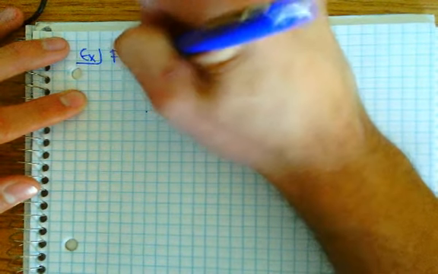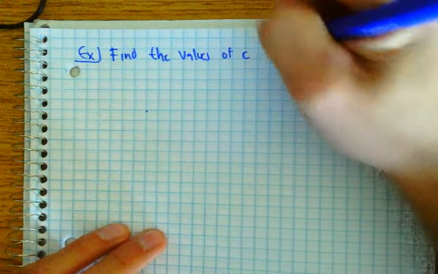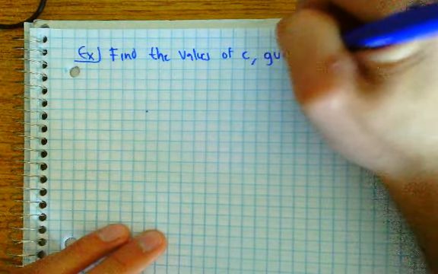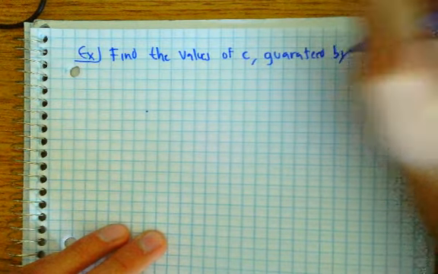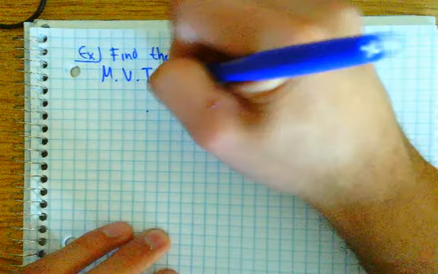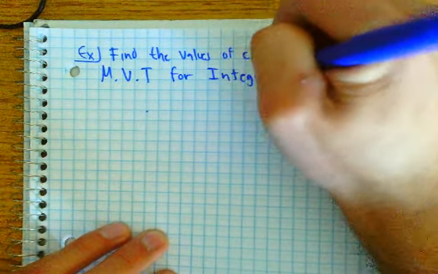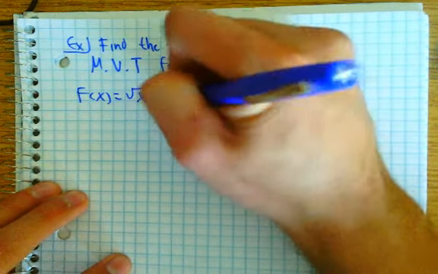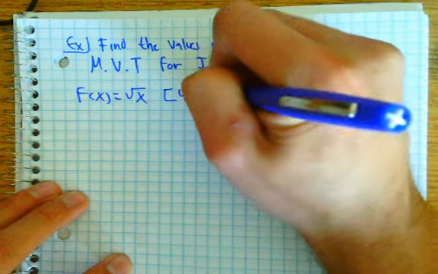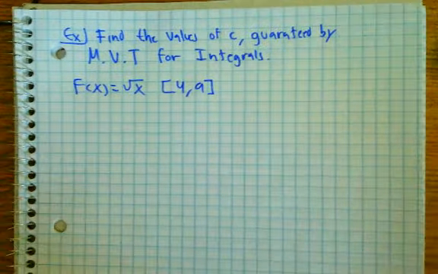We want to find the values of c guaranteed by the mean value theorem for integrals. So here's what we got: f of x equals the square root of x between 4 and 9. Okay? So here's what we know.